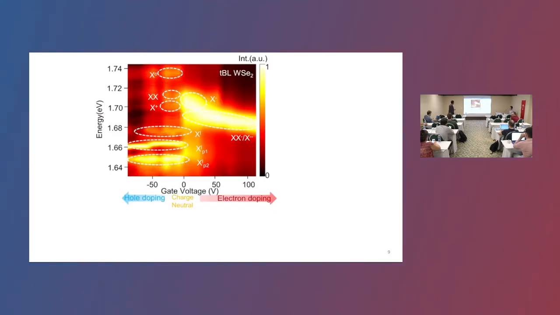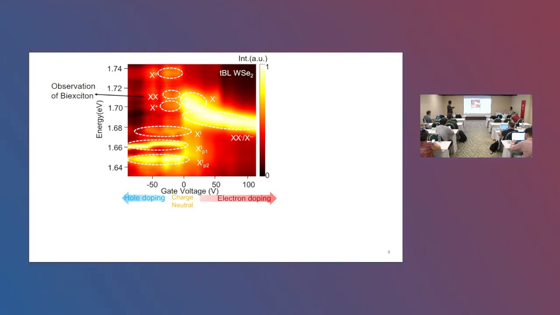So now comes the interesting part, the twisted bilayer WSe2. You can clearly see the difference from the monolayer as well as the bilayer. We have many interesting peaks over here. So first of all, like I mentioned, we have found the neutral biexciton over here. It's called neutral because it only stays at the charge neutral regime, okay? And the XX minus is the charged biexciton. You can see why it's called charged biexciton, because it only stays near the electron side, okay?